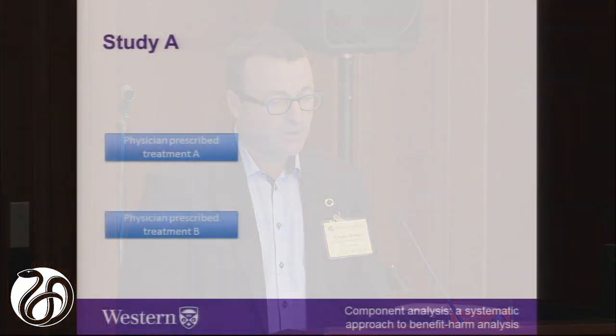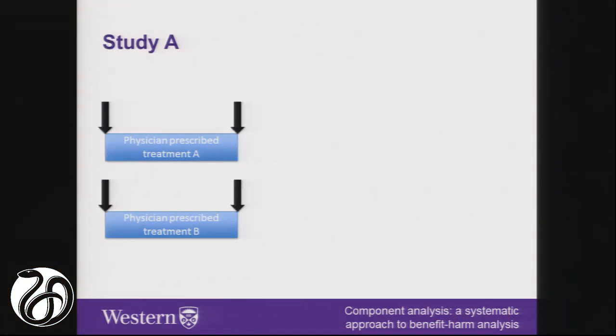Let me now consider two examples and talk through how component analysis might think about these examples. Study A is an observational study, and what we're going to do is look at two types of patients in clinical practice. The first group of patients are patients for whom their physician has prescribed treatment A, and the second group are those for whom their physician has prescribed treatment B, both for the same medical condition. We are going to do some assessments. We're going to assess the patients at baseline, and we're going to assess outcomes. Okay? That's study A.